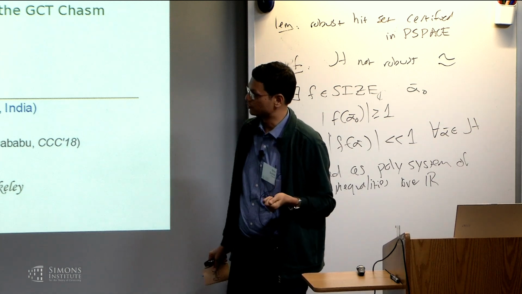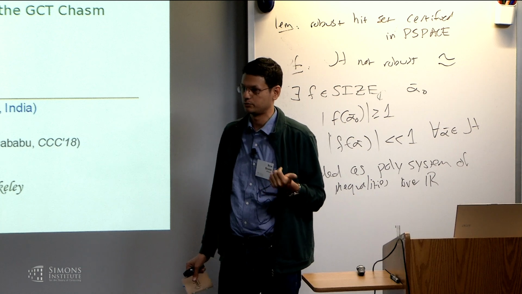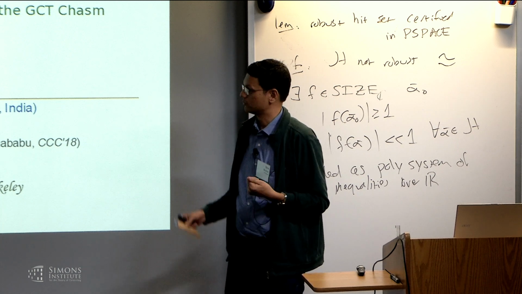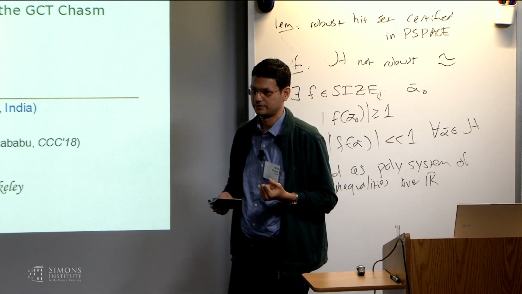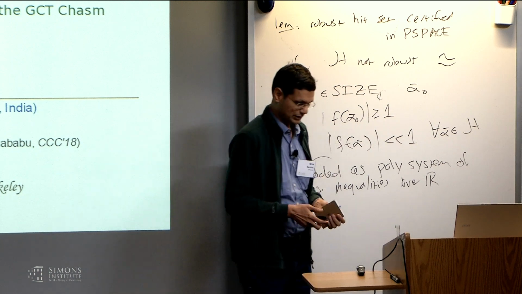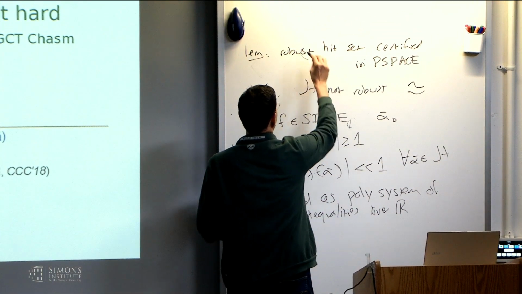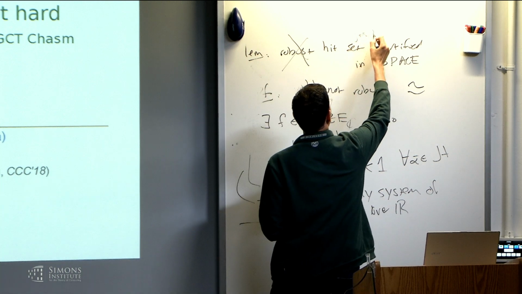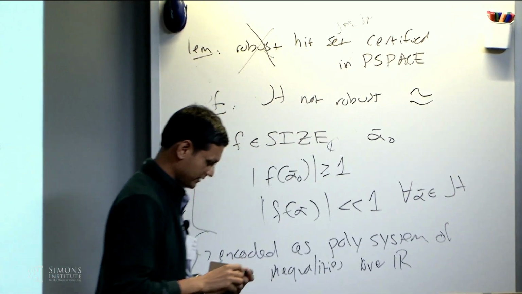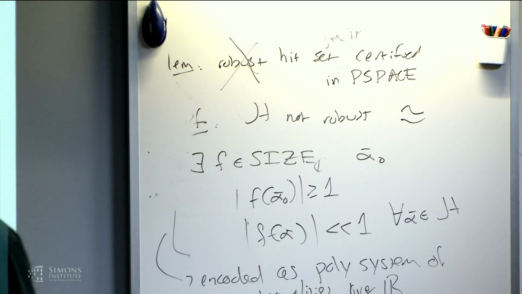The best that was known before our work was that verification can be done in exponential space. So one corollary of our work is that this can now be done in p-space. Okay, so without the robust thing, just hitting set for VP bar, certification we'll see is now possible in p-space.